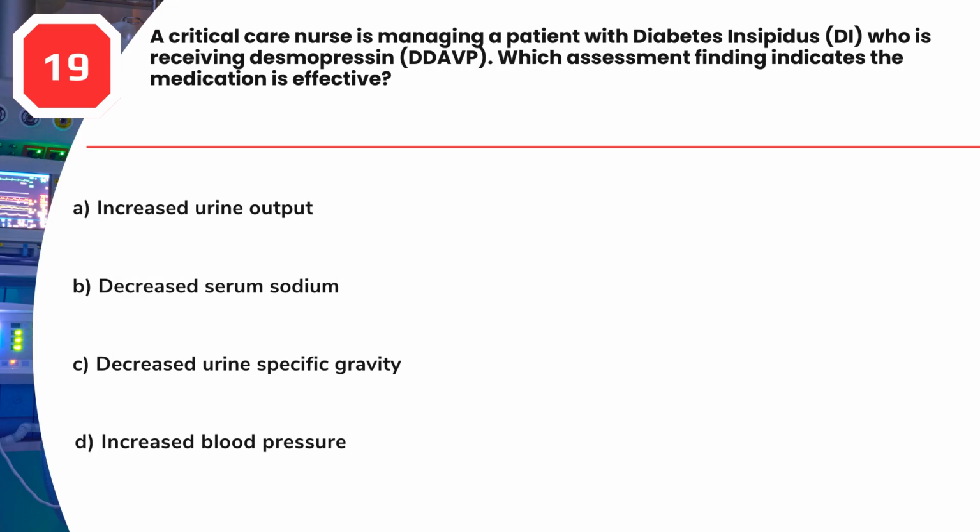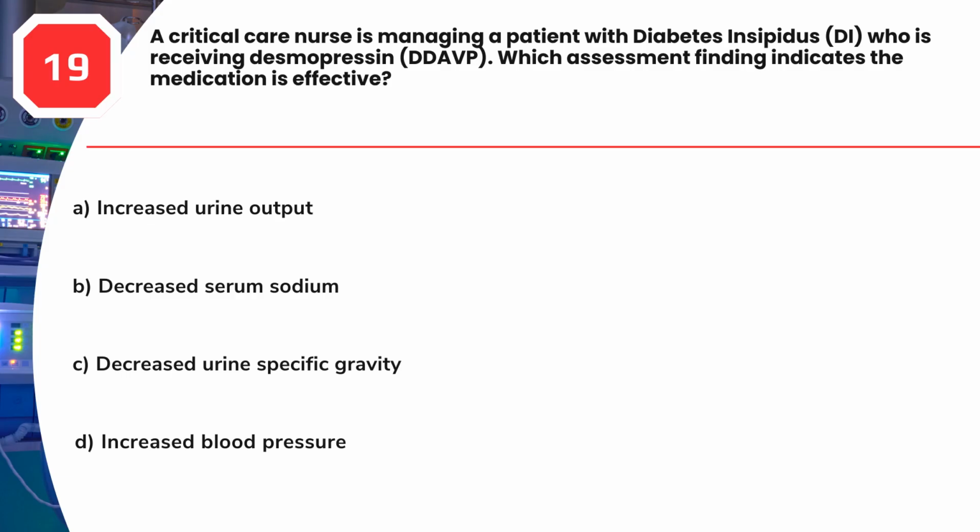Question 19. A critical care nurse is managing a patient with diabetes insipidus, DI, who is receiving desmopressin, DDAVP. Which assessment finding indicates the medication is effective? A. Increased urine output. B. Decreased serum sodium. C. Decreased urine-specific gravity. D. Increased blood pressure.